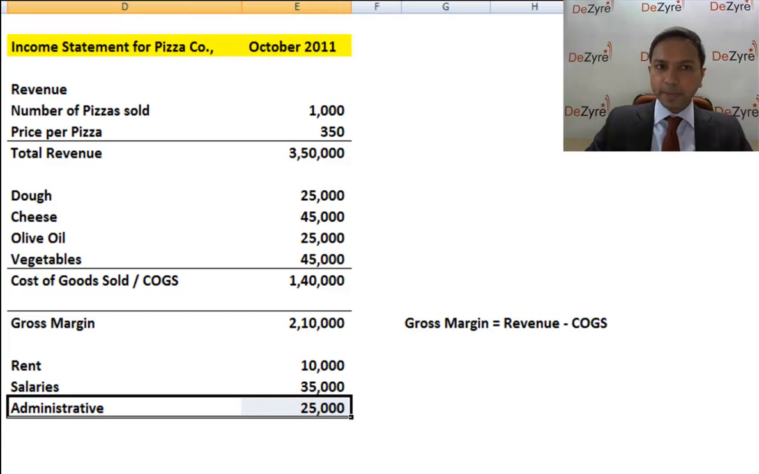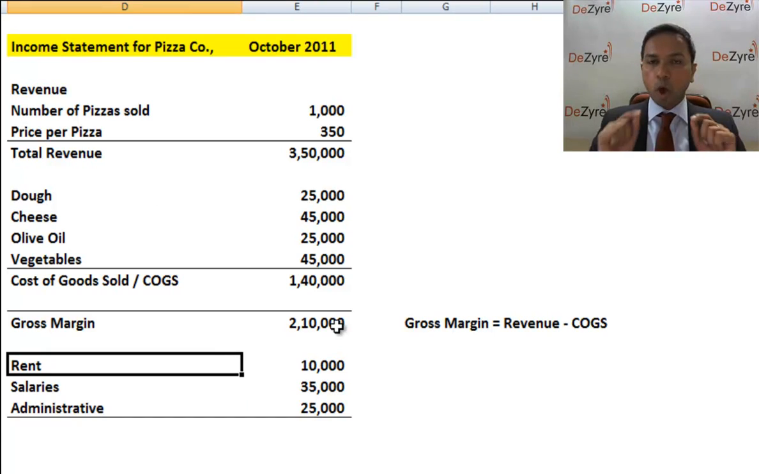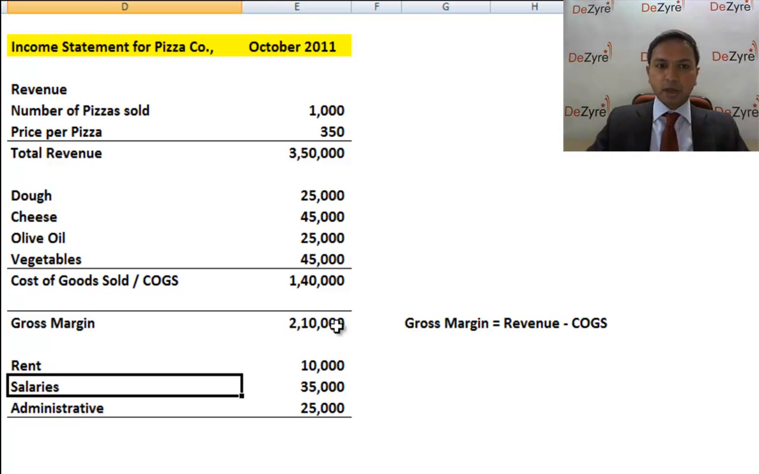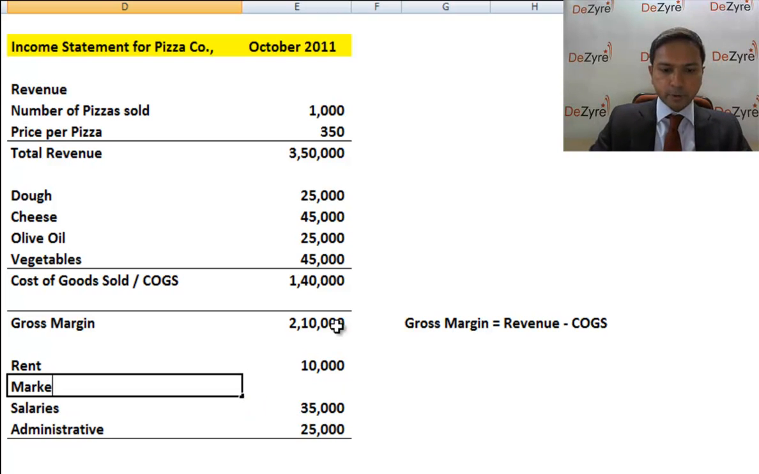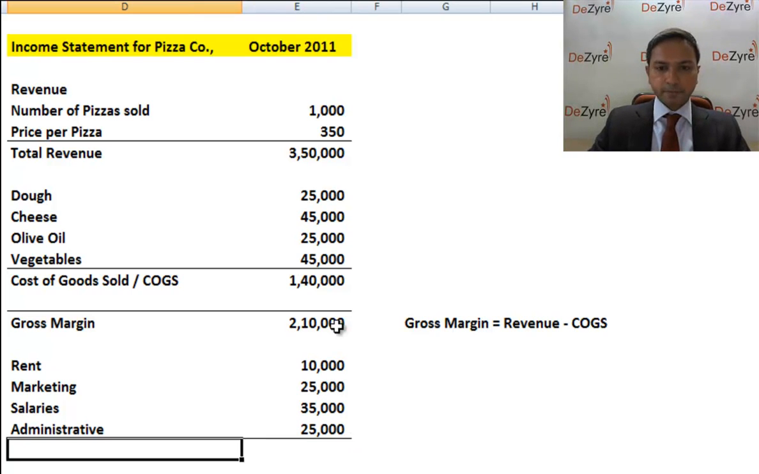Now, all these expenses, basically the expenses that are not involved in making the pizza, but that are involved in actually selling the pizza. We forgot the marketing costs. Very important for a pizza company, right? These guys keep calling me up all the time and sending me flyers. Let's say you spend 25,000 rupees marketing.